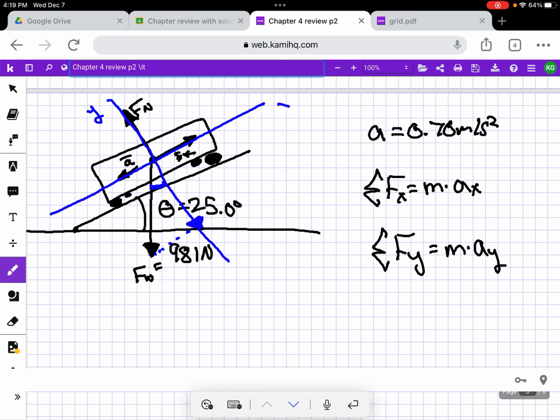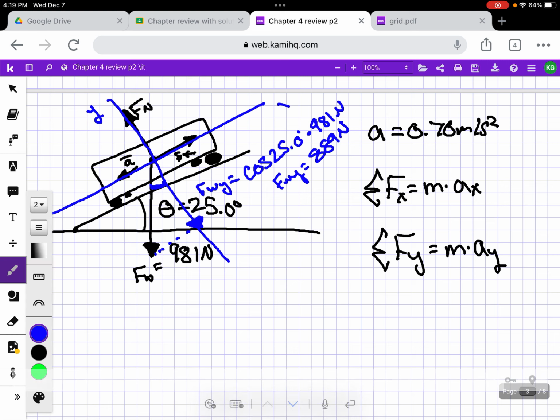This is going to be my force weight in the y, and that's my adjacent. So utilizing SOHCAHTOA, I know that's going to be my cosine. So it's going to be cosine 25.0 degrees times my hypotenuse, which was 981 newtons. So my force weight in the y comes out to be cosine 25 times 981, which is 889. So I got 889 newtons for my force weight in the y.